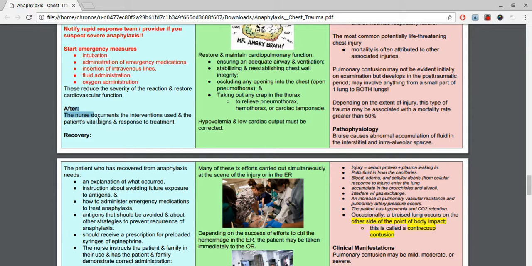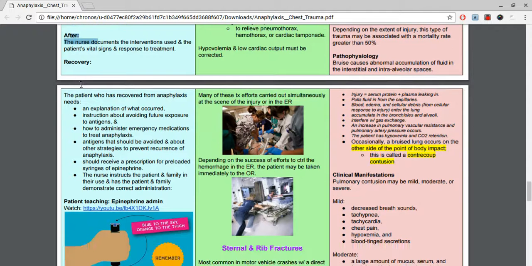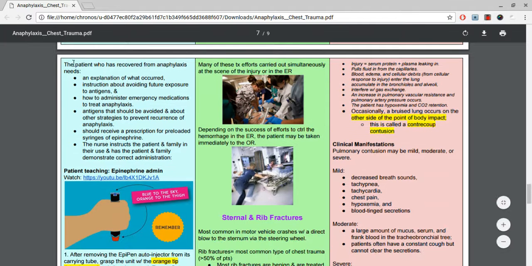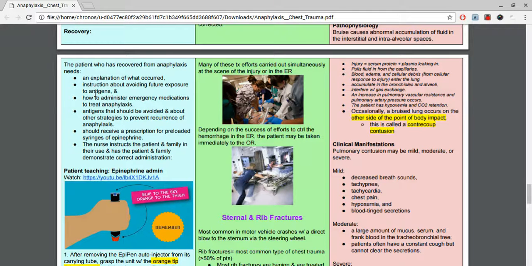And then after all of this, as the nurse, you're going to document all the interventions that you used and the patient's vital signs in response to your treatment. In the recovery phase, the patient is going to want an explanation of what occurred. So you're going to give that to him. And you're going to give them instructions about avoiding future exposure to antigens. So that patient we explained about earlier that went to that shellfish buffet knowing that he has a shellfish allergy, he's not going to go to that shellfish buffet any longer.